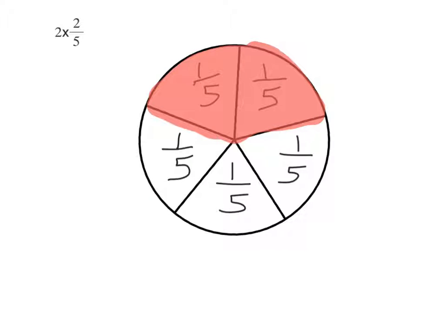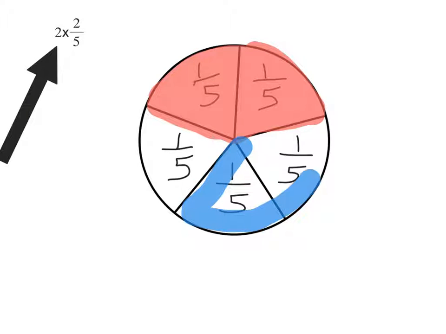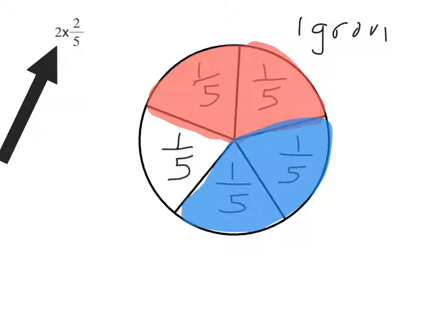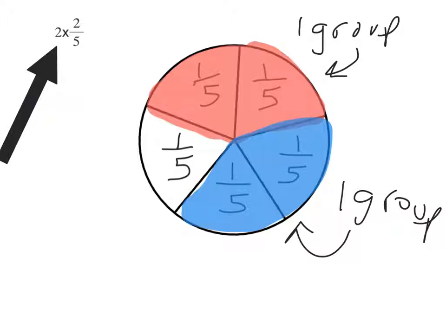My equation says that I need 2 groups of 2/5 though. So I need to find another group of 2/5. Here's 1/5 and 2/5. So I have one group of 2/5 here in red, and I have another group of 2/5 here in blue. So now I have 2 groups of 2/5.